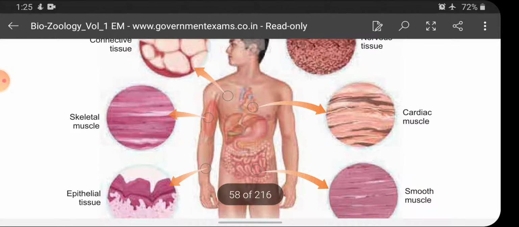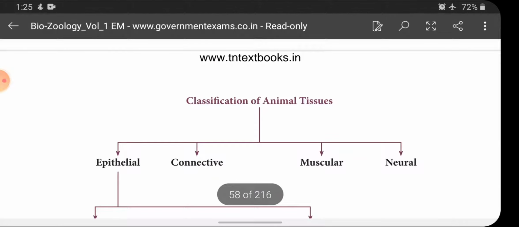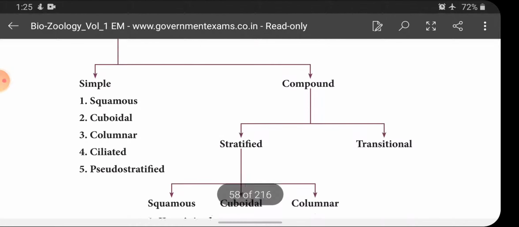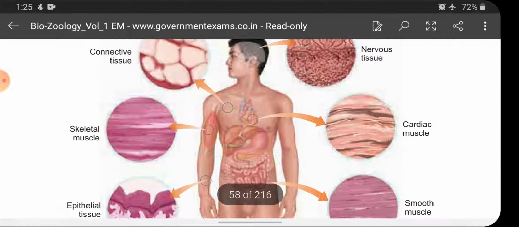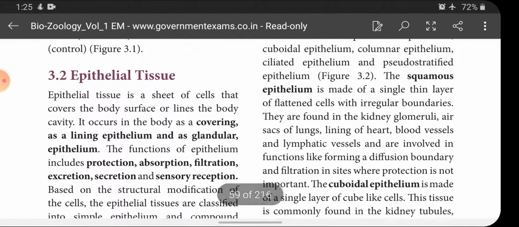Okay, this is the flow chart for the classification of animal tissue. You will get it as a 3-mark question. Please bracket it, children. Let's enter into the epithelial tissue.